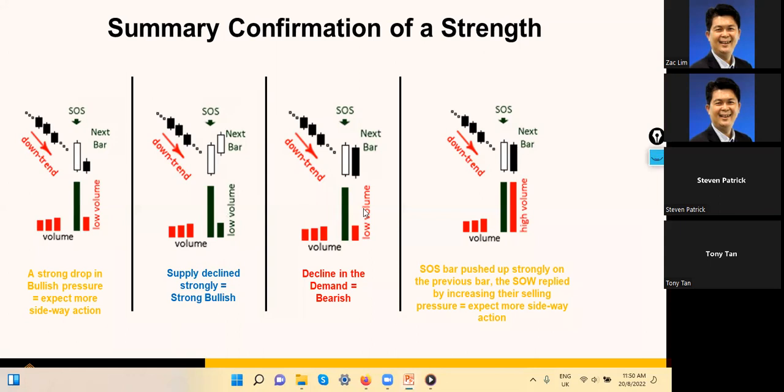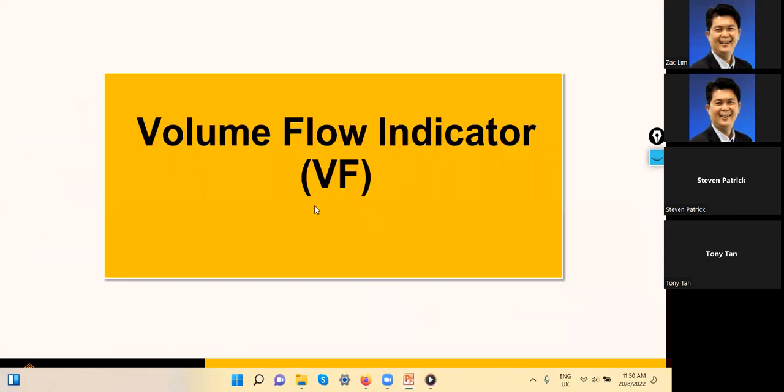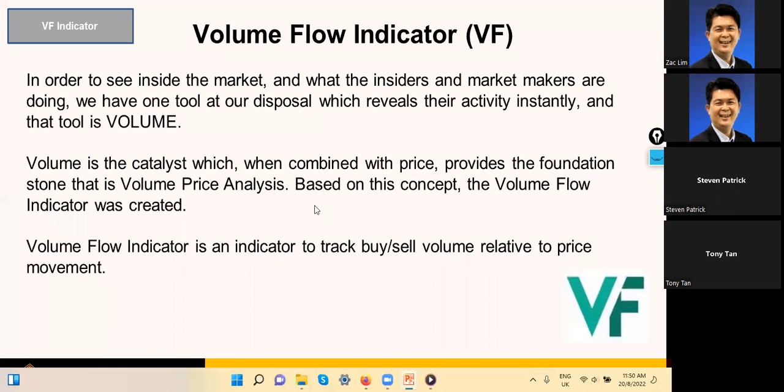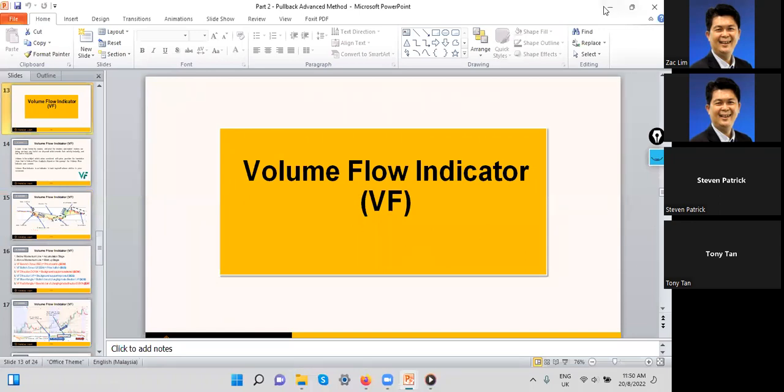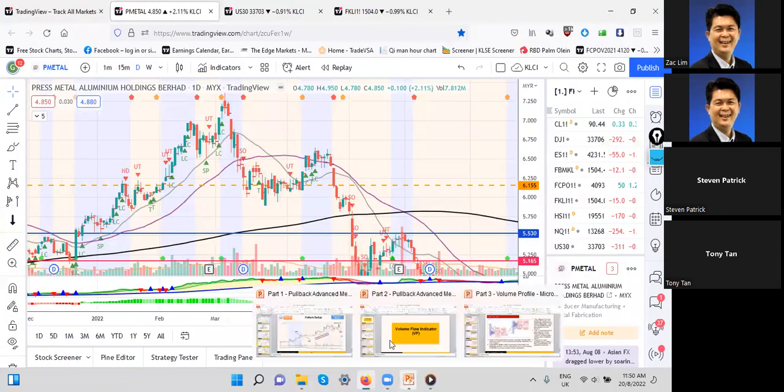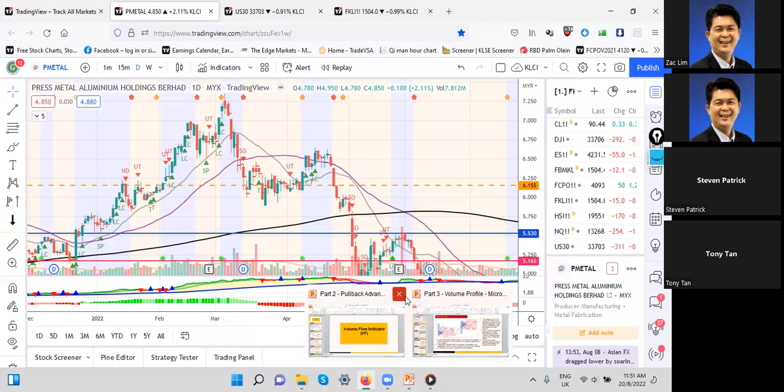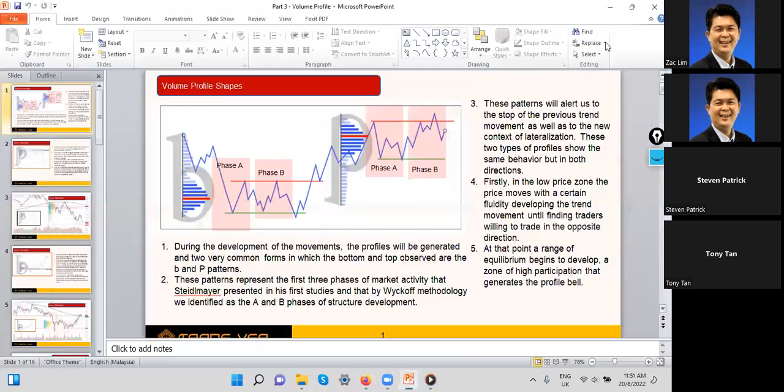So actually this is the volume flow. I think the MasterClass students have already gone through it quite many times, so I will concentrate more on this. Coming next is the volume profile. This is the volume profile.